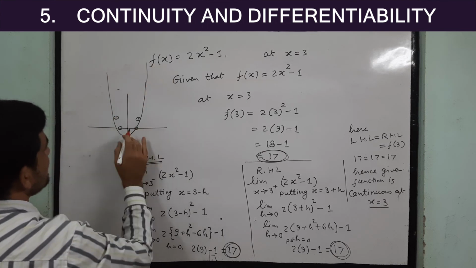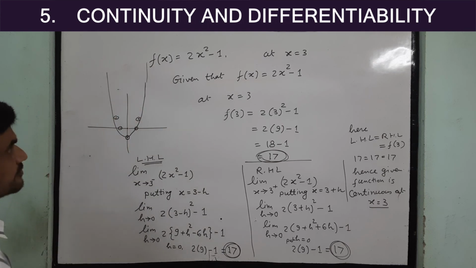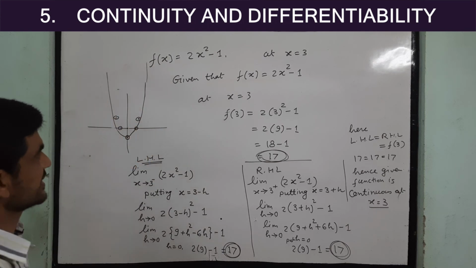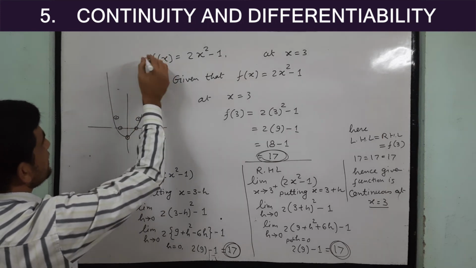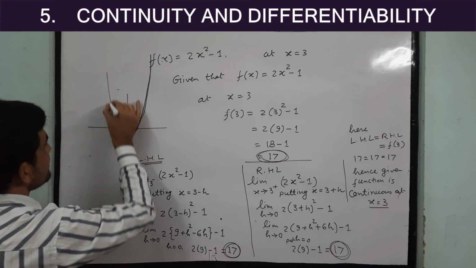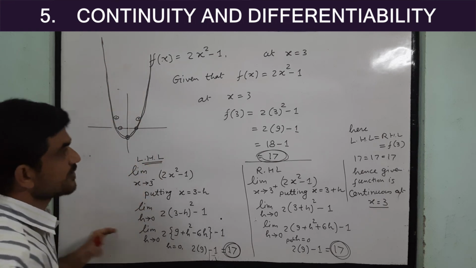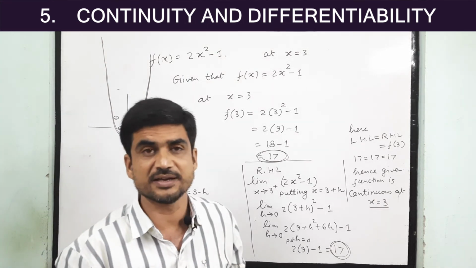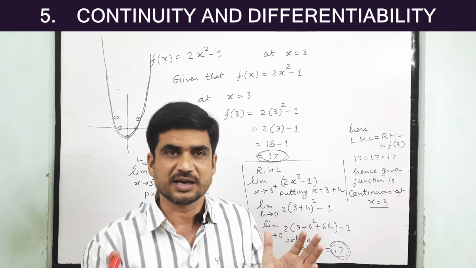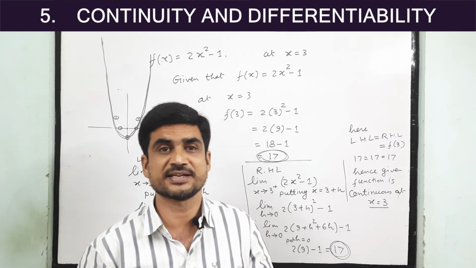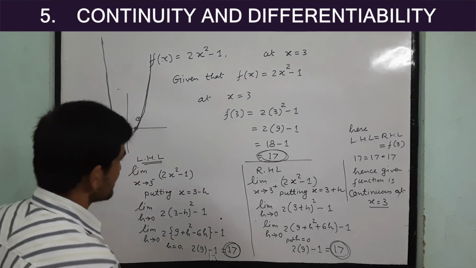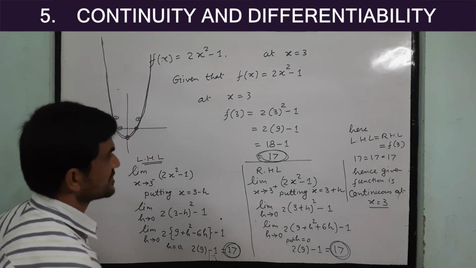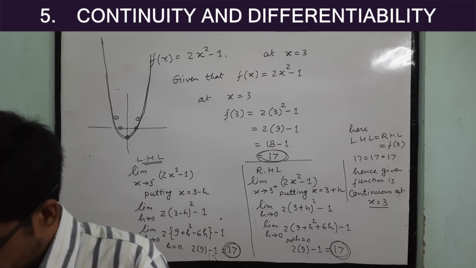So the graph will look like this, a parabola in the upward direction, and this graph is endless, it goes up to infinity. Clear? It means at all points of x it is continuous. So let's see another question. See question number 5.